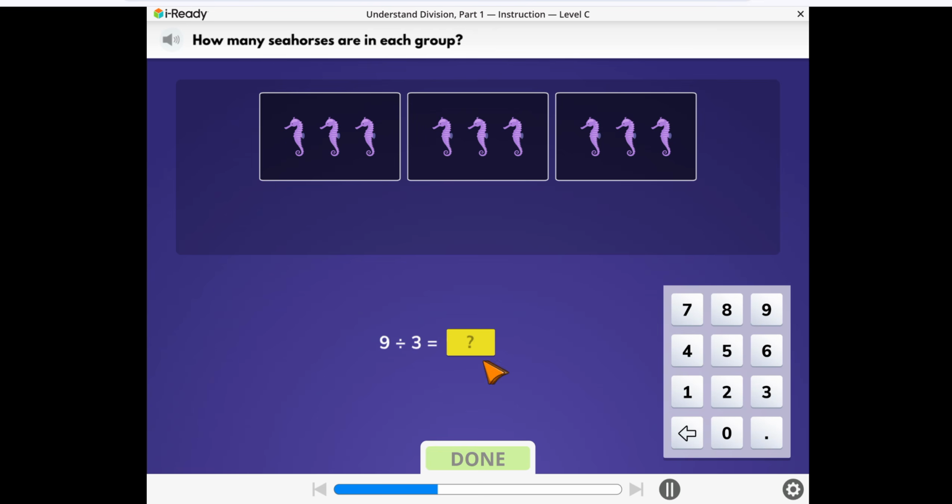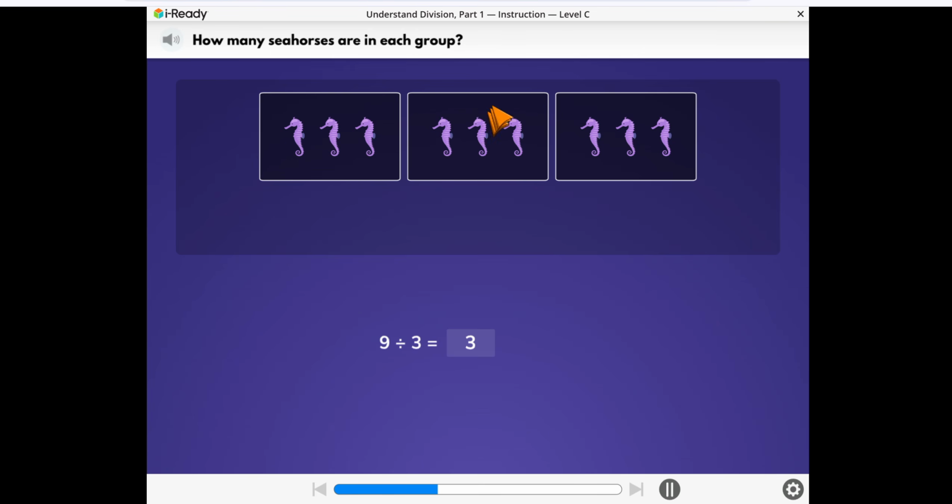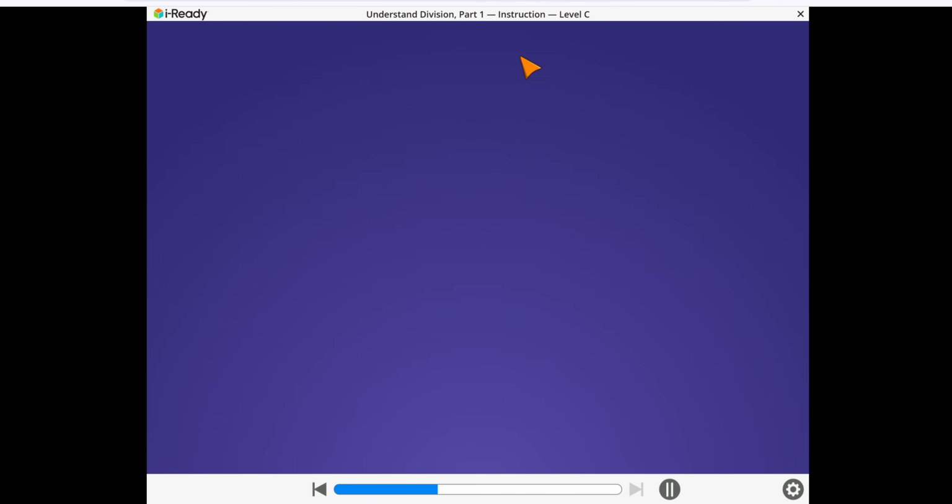How many seahorses are in each group? There is 3, so the answer should be 9 divided by 3 equals 3. I love this app actually.